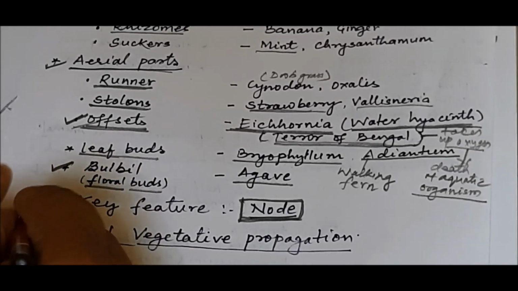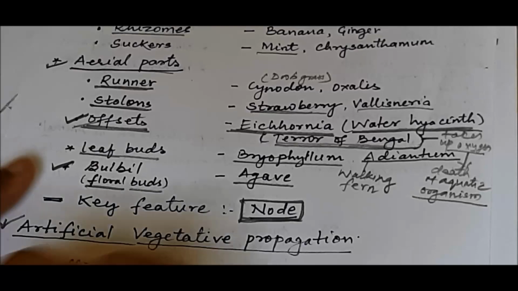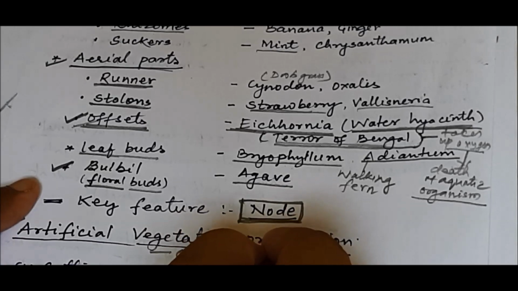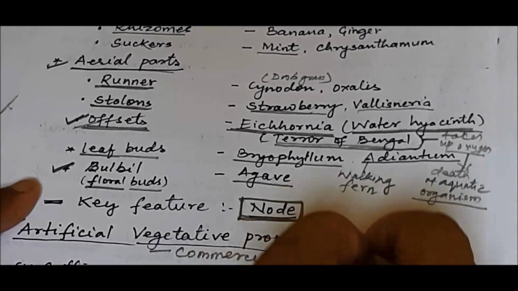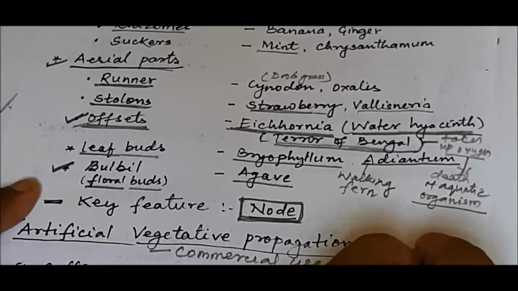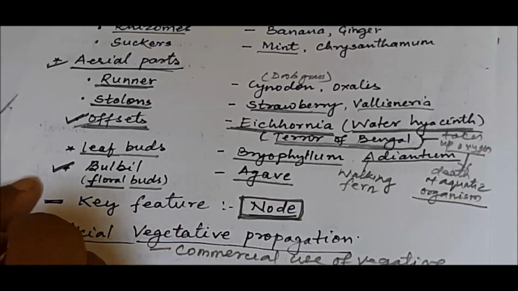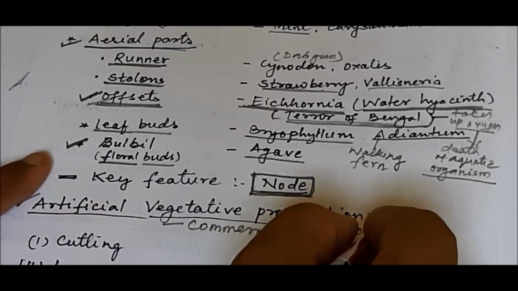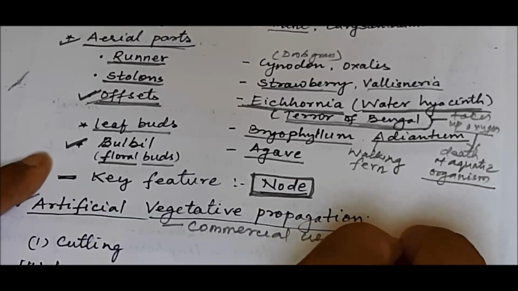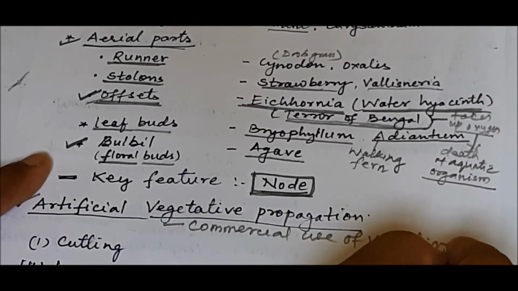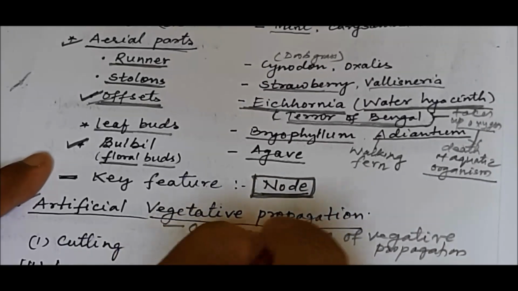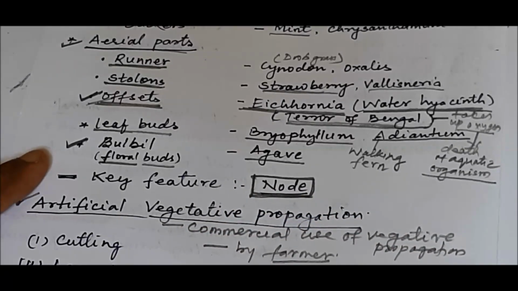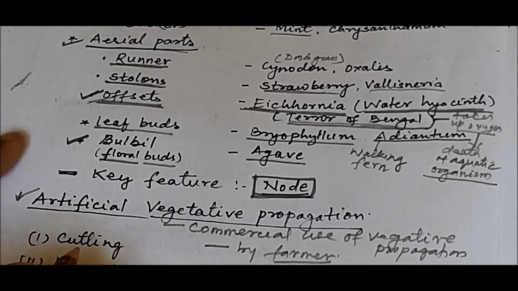And the commercial use of vegetative propagules, the commercial use of vegetative propagation, we can call this artificial propagation, artificial vegetative propagation. It is used by farmers or the horticulture department. It is used on a large scale, and three methods are used here.